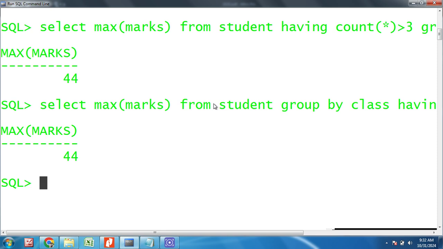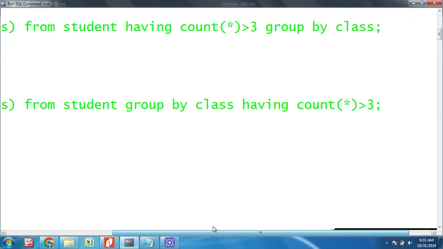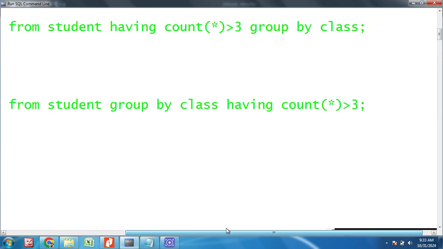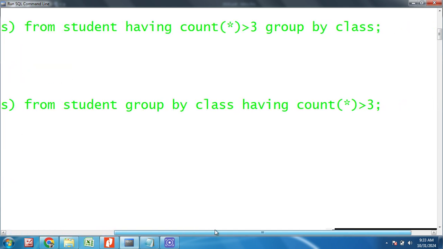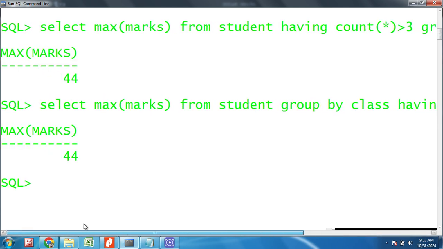It is also giving me the correct output. So we can change the sequence of having clause and group by clause; this sequence can be interchanged. The correct answer is, we can write like this or like this: select max marks from student group by class having count star greater than 3, or select max marks from student having count star greater than 3, group by class. We can write in both ways. Both of them give the same output.